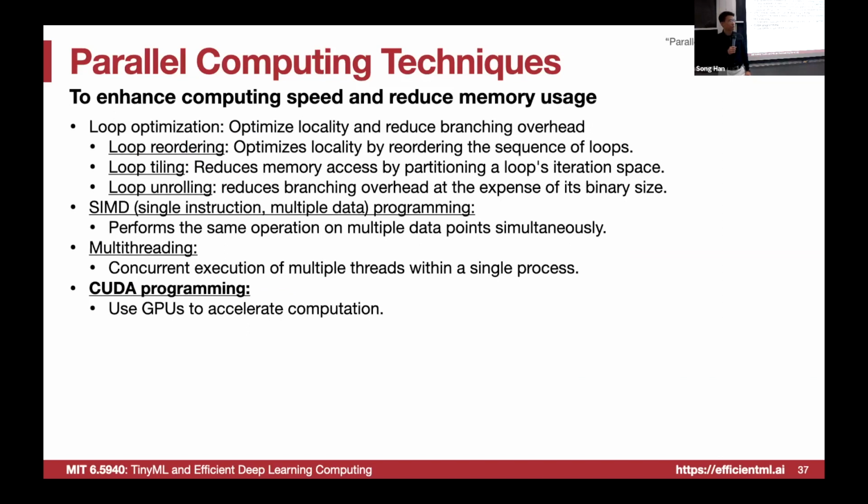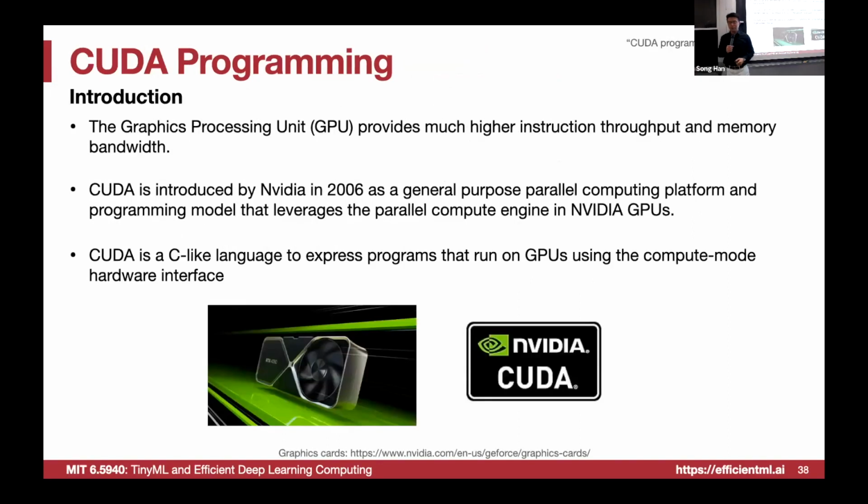All right, so after multi-threading, the thread-level parallelism, let's talk about CUDA programming, using GPUs to accelerate the computing. We have worked on 3 labs, and in all these 3 labs, you may have experienced the speed difference if you use the CPU in Colab versus using the GPU on Colab.